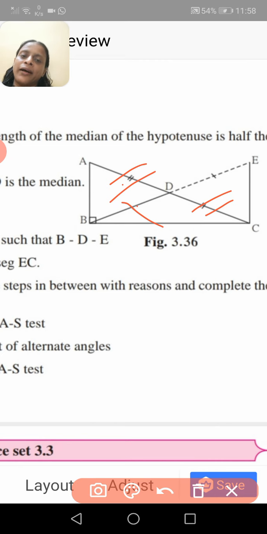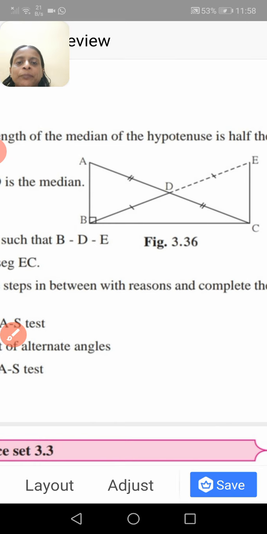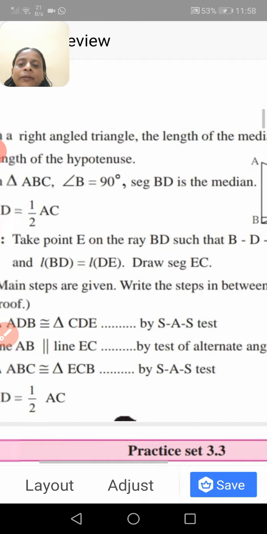The markings are given there. Still I am telling that AD is equal to DC, as D is the midpoint. Then the theorem says that BD is equal to half of AC. Clear? BD equal to half of AC. So for proving this concept, we are using the concept of congruence of triangles. So here steps are given.